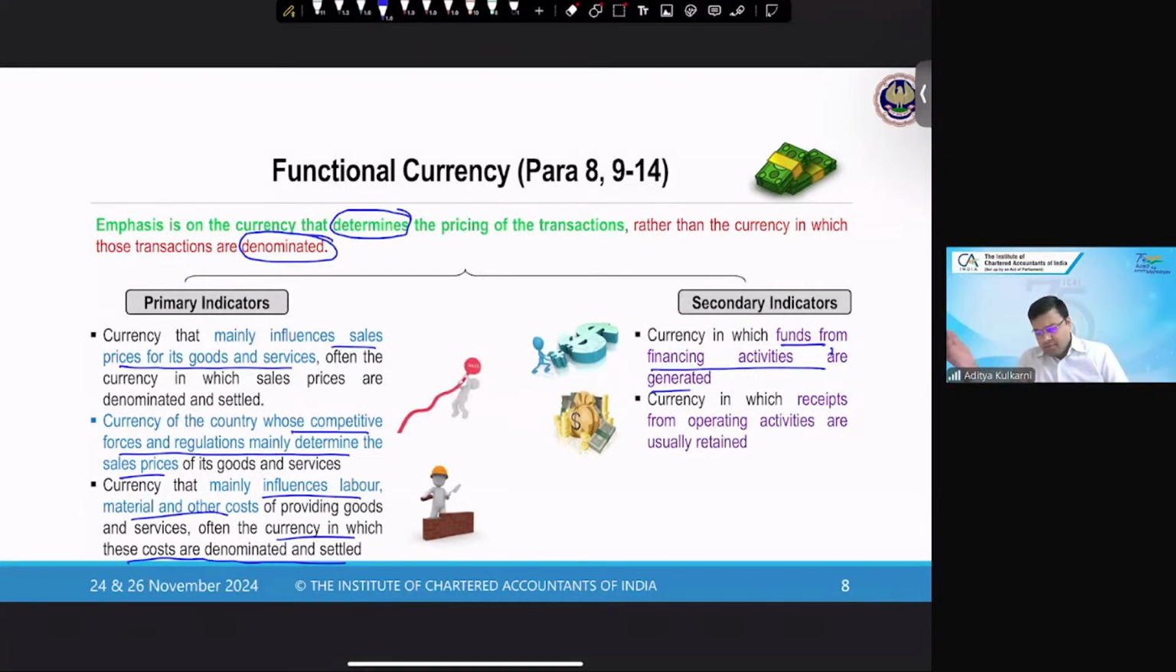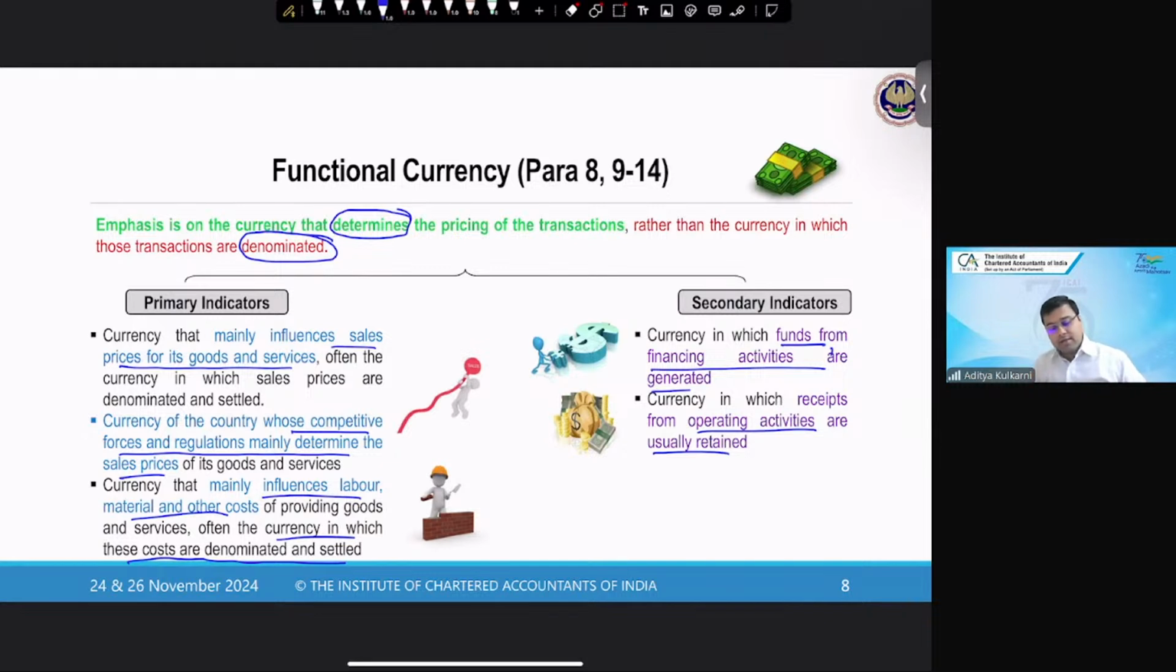Another indicator could be the currency in which receipts from operating activities are usually retained. When the company collects money, does it retain it in INR or does it convert and repatriate the money immediately? That could be another indicator. If it remains in INR, then obviously you have INR related costs, and therefore the costs are determinable based on the economic environment of India. So the secondary indicator will indicate that INR is your ultimate functional currency.